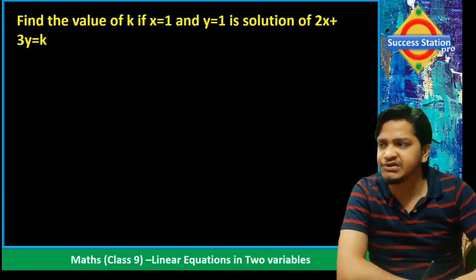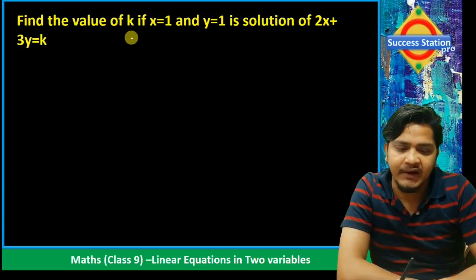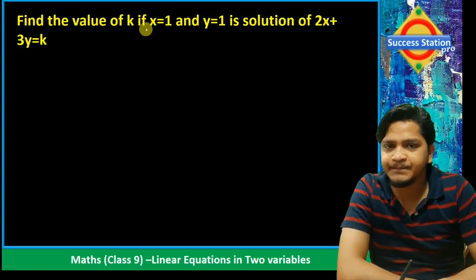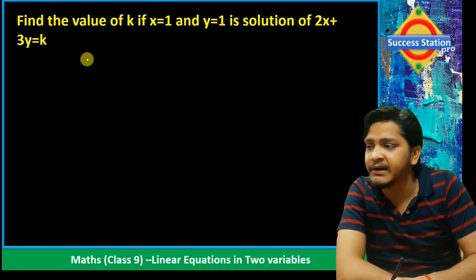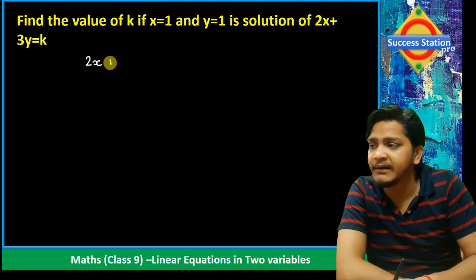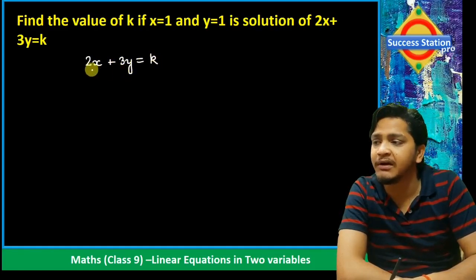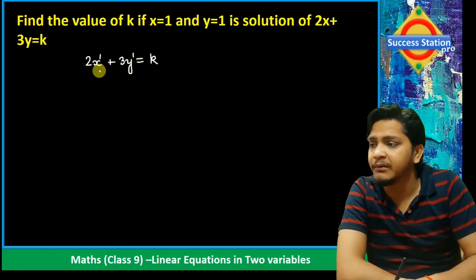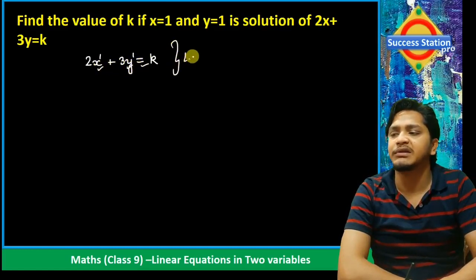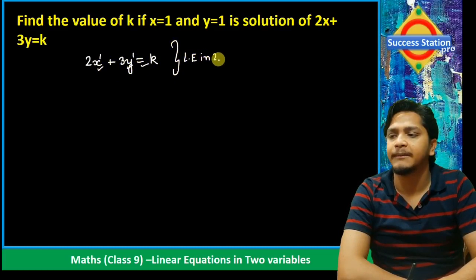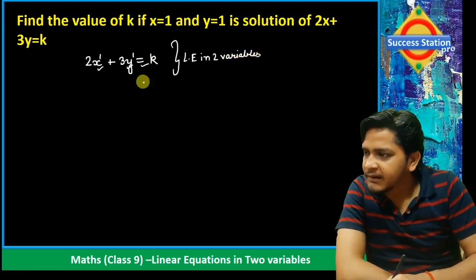Okay. Now there is a question. This question is based on finding the values of k. If x and y is a solution of 2x plus 3y, so I have a linear equation 2x plus 3y equal to k. Right? This is a linear equation. How to check? One degree, 2 variables, equal to sign. Check. It is a linear equation in two variables. Clear? Understood?